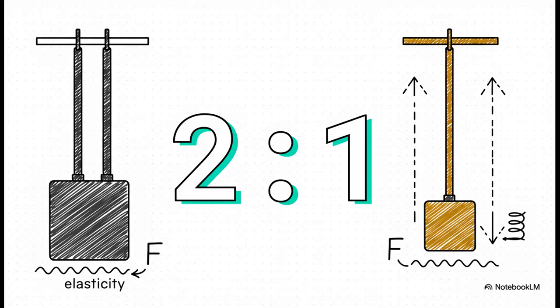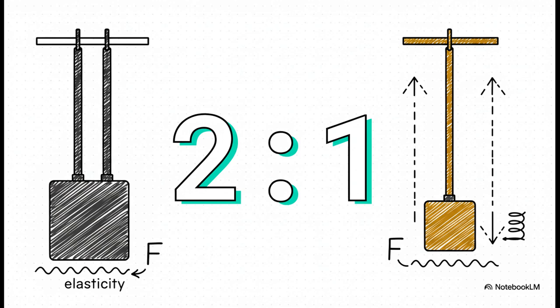And we're at the finish line. If the force is proportional to Y, and the problem told us that Y for steel is 2 times Y for brass, what does that mean? It means you need 2 times the force for steel. So the ratio of the weights, steel to brass, has got to be 2 to 1.